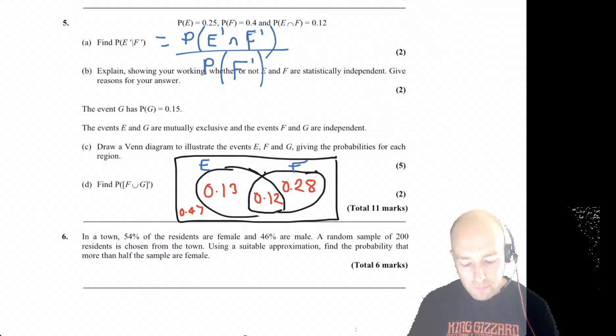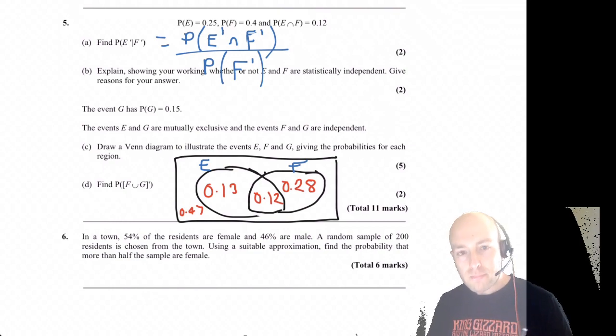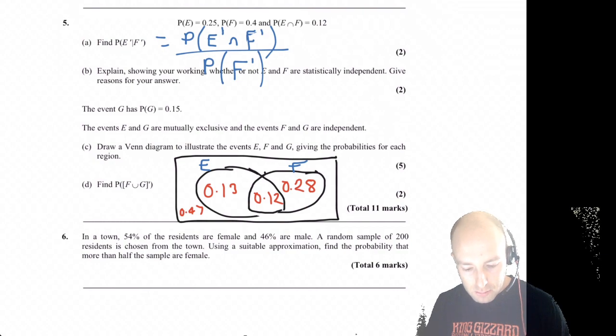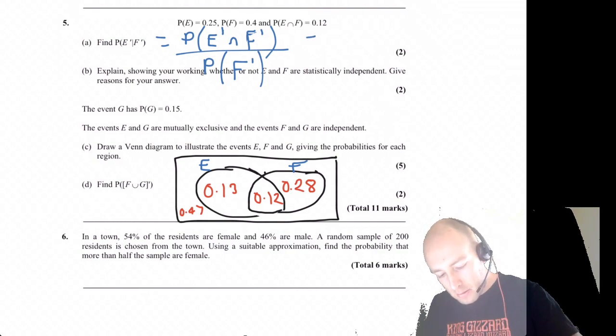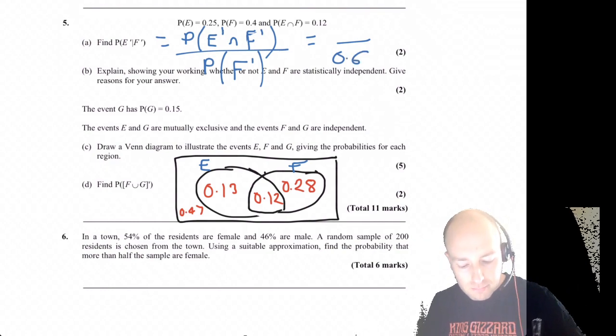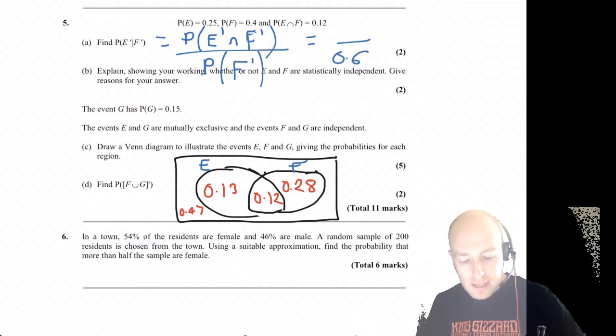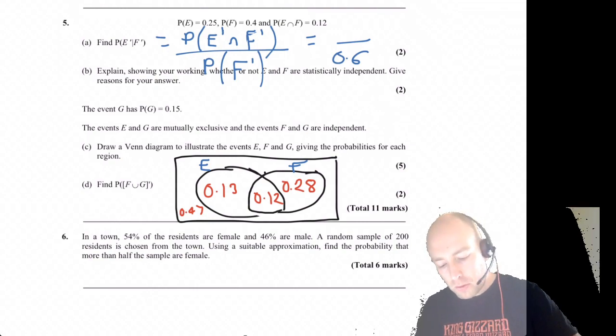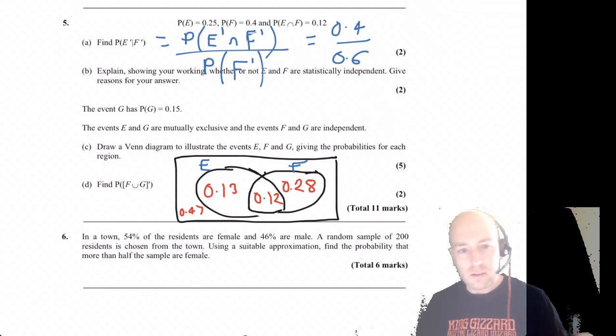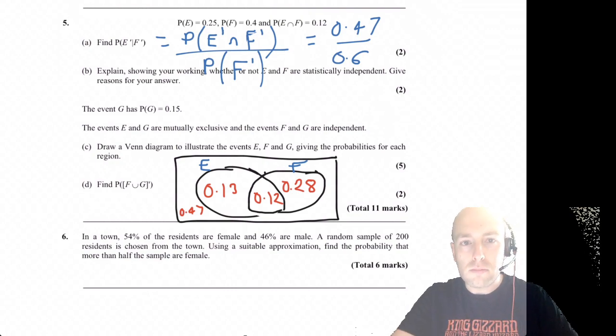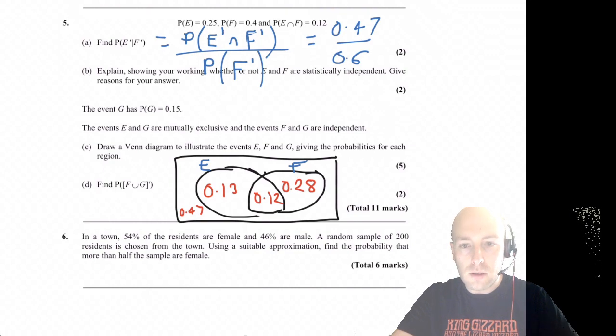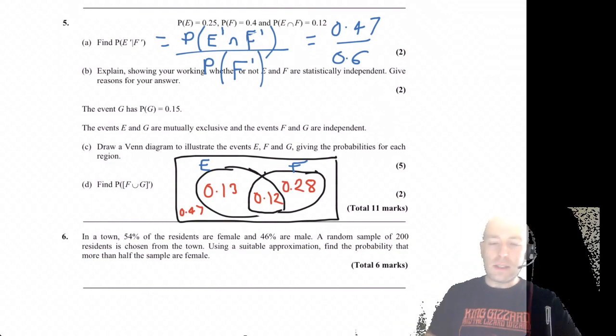Okay, so not F, if we look at our Venn diagram, is everything outside the F circle. In other words, it's going to be 0.6. And not E and not F is going to be 0.47, which is the outside of the circle. So if we type this into a calculator, we should get an answer of what will it be? 0.783.